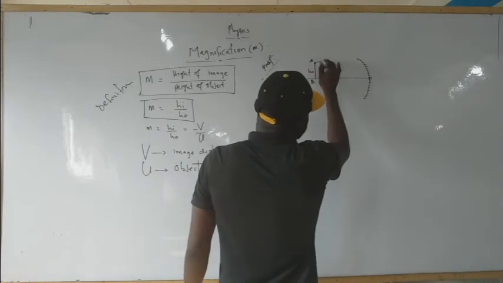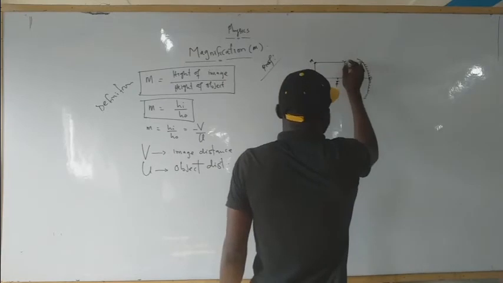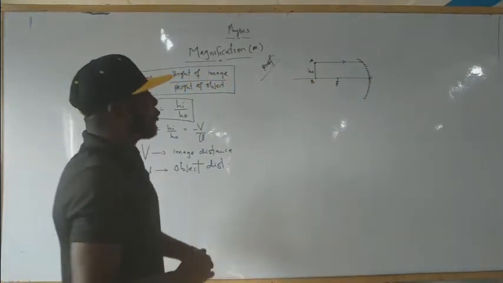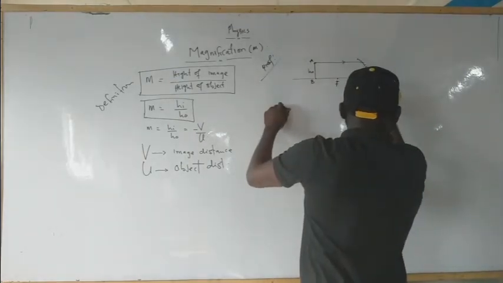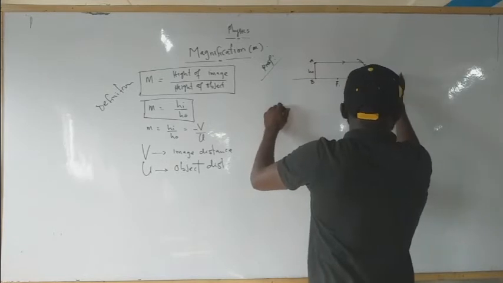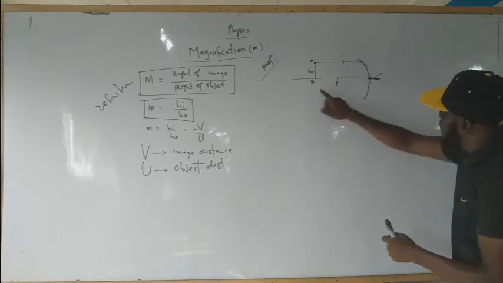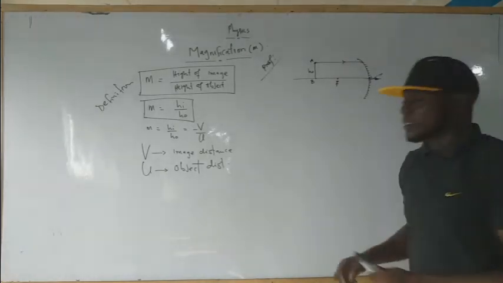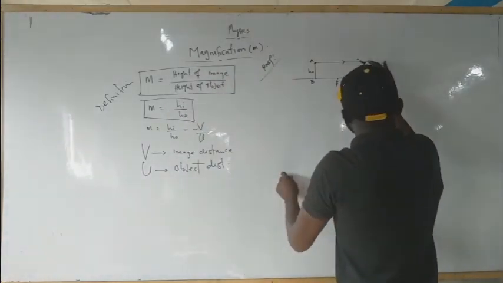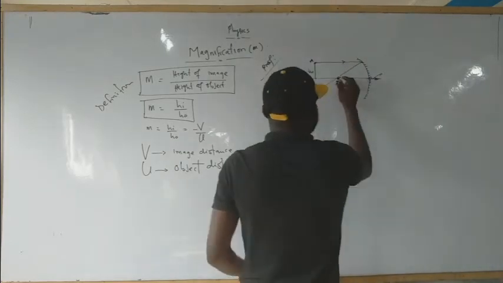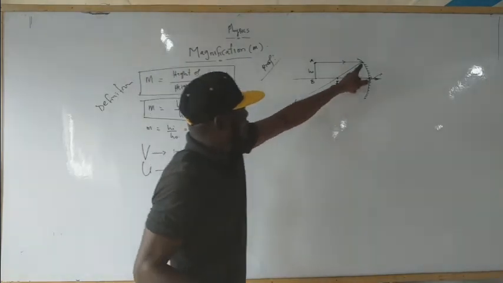There's a rule that says that any ray that is parallel to the principal axis, look at it, parallel. This is the principal axis, and you can see that this ray is parallel to the principal axis. What does the law say? It will pass through the focal point. That will be the reflection path, passing through the focal point.